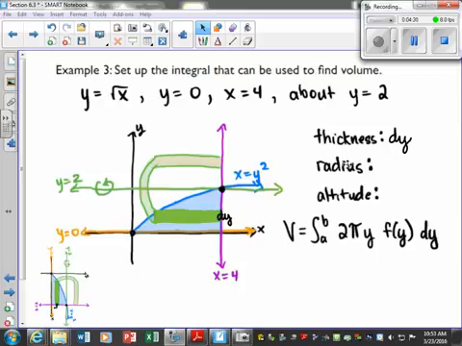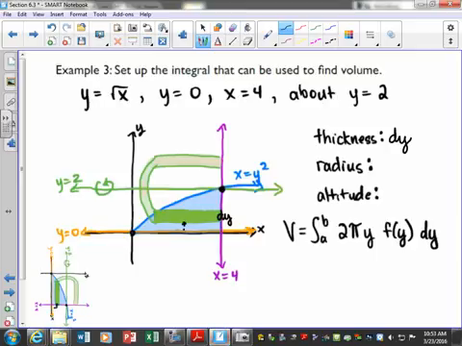Okay, so let's work with this radius. First of all, we know the radius is from here to here. But previously, when we worked on that, we were working with the x. So this time we have a y. So from here to here, we would just say it's y. Well then what's the distance from here to here? 2. So what would you tell me about our radius? 2 minus y. Good.